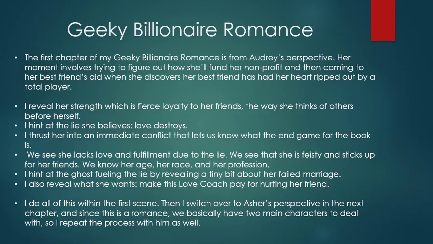I hint at his lie. I hint at his immediate conflict, which is this guy telling him that he wants him to attend this wedding, and Asher needs to bring his wife. And Asher has lied all this time about actually having a wife. And if he doesn't prove that he does have a wife, then his credibility as a love coach is going to be shot. So he has to show up with a wife. Otherwise, that's going to be a huge problem.